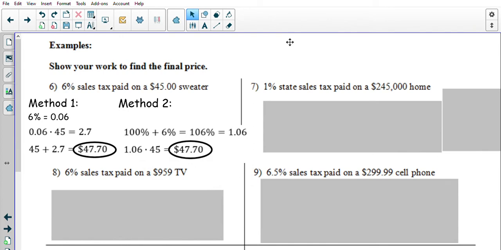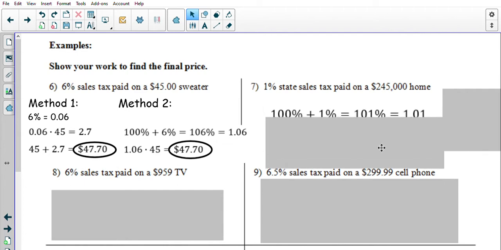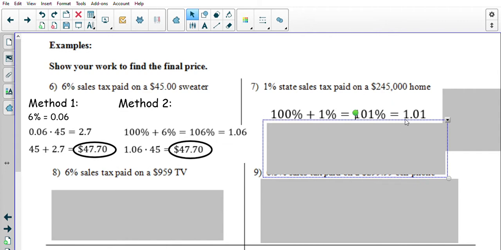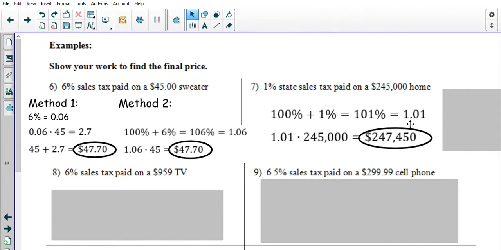All right, number 7. 1% state sales tax paid on a $245,000 home. I believe I only did method 2 from here on out, but again, if you want to try method 1 and just double check your solution, that's fine too. So I did 100% plus 1% is 101%, or 1.01. We're going to multiply that by 245,000, and the final price with that sales tax is $247,450.